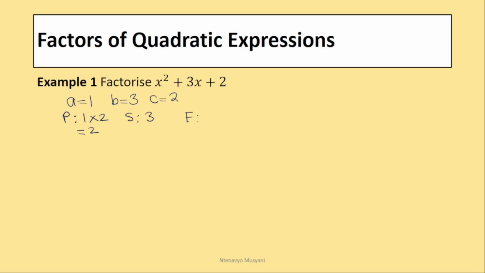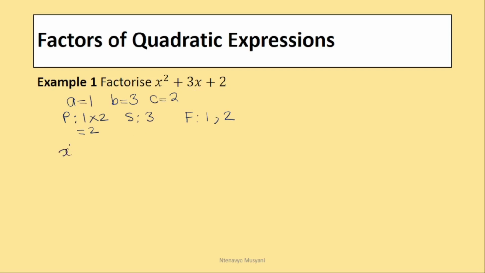So what two numbers, when we multiply them, are going to give us 2, and when you add them, are going to give us 3? I think the two numbers are 1 and 2. When you multiply 1 by 2, it's going to give you a product of 2. When you add 1 plus 2, it's going to give you a sum of 3. So these are the two factors. So the next step is to express positive 3x as a sum of 1 and 2.